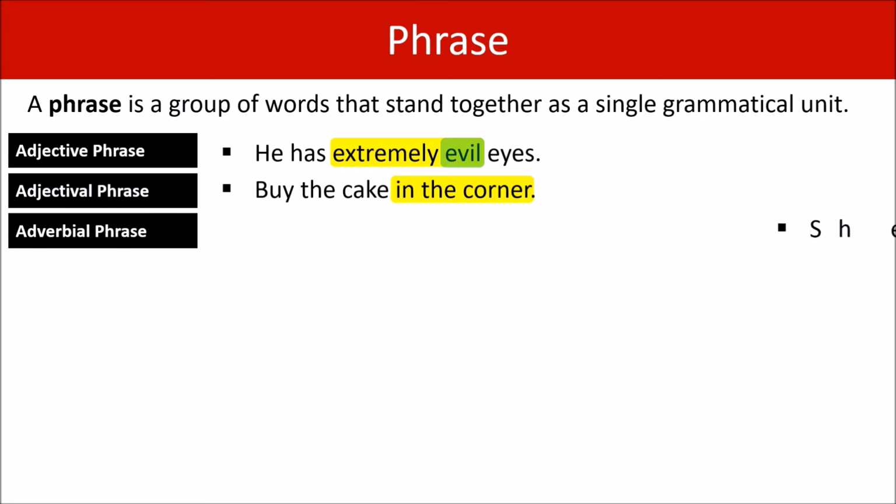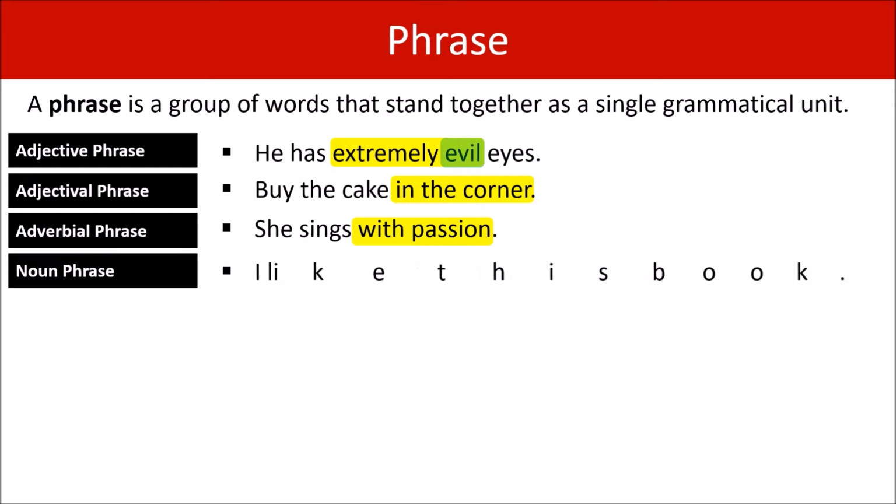Adverbial phrase. She sings with passion. That tells us how she sings. It's functioning like an adverb. A noun phrase. I like this book. Well, you could say I like books or I like it. That proves that it's a noun phrase.